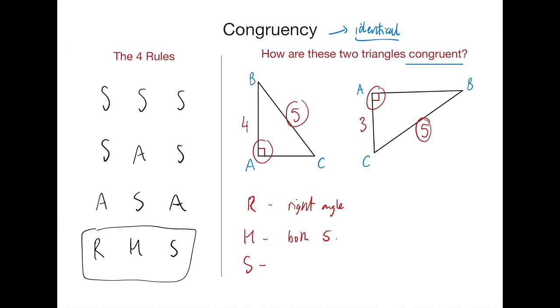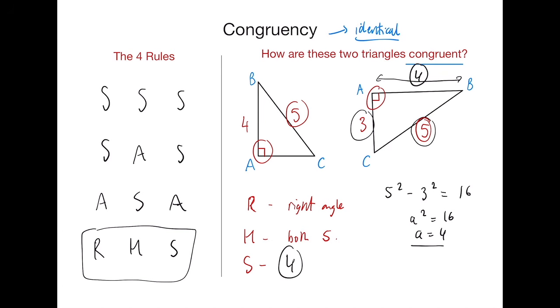So what we could actually do here is use these two, the 5 and the 3 on the second triangle, to work out AB using Pythagoras because it's a right angle triangle. And using Pythagoras, similar to how we did it before, 5 squared take away 3 squared is equal to 16. So if a squared is equal to 16, a must also be 4. So we've worked out that that is 4. So in fact they do have a common side of 4. And this triangle is congruent by RHS.